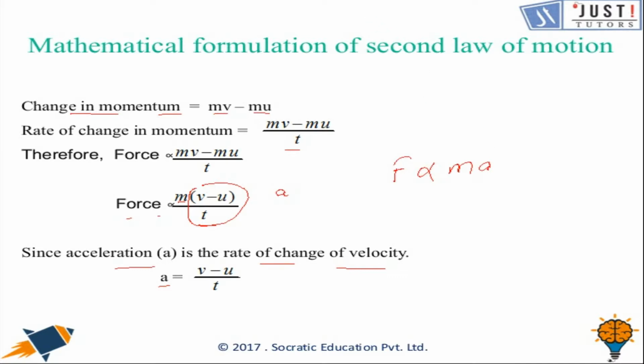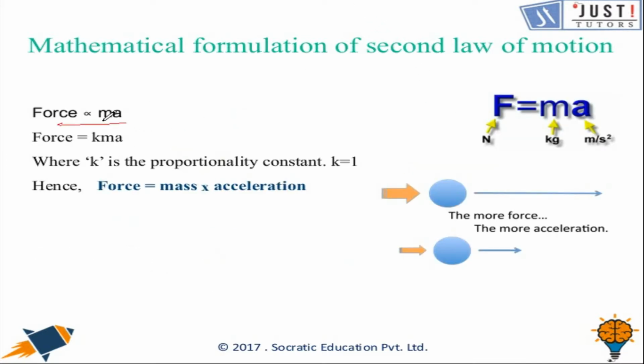Now, in order to remove this proportionality sign, we use a constant k, which we call the proportionality constant, and here k is equal to 1. So by this we get force is equal to mass into acceleration. So here we get a formula for us, F is equal to ma. You can see here as well.